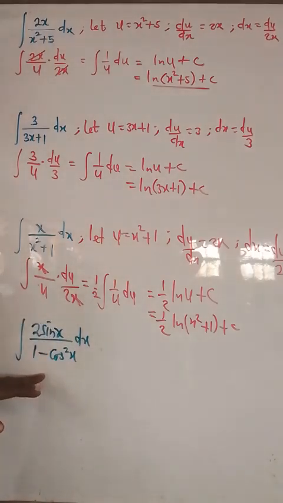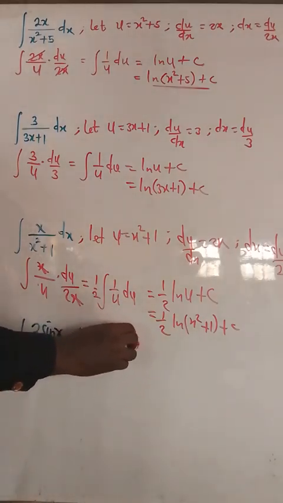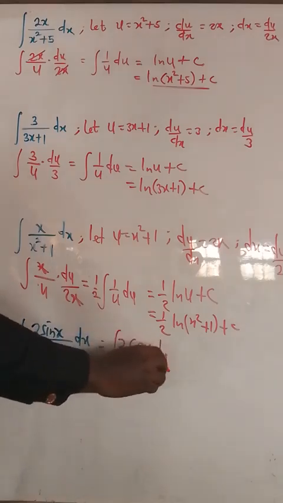Next question here, this is 3. If we differentiate cos square x, what are we going to get? Before you even differentiate, I think for this question you don't need to differentiate. Why? We can use a trig identity. 1 minus cos square x is sin square x. Then sin will cancel each other. So at the end of the day, we are left with the integral of 2 cos x dx.